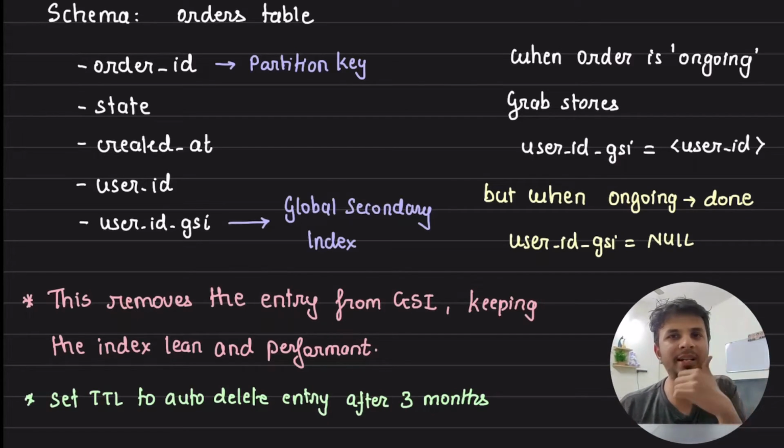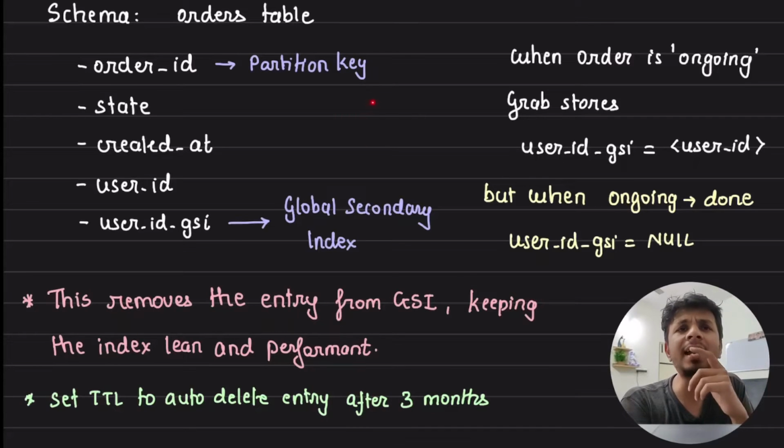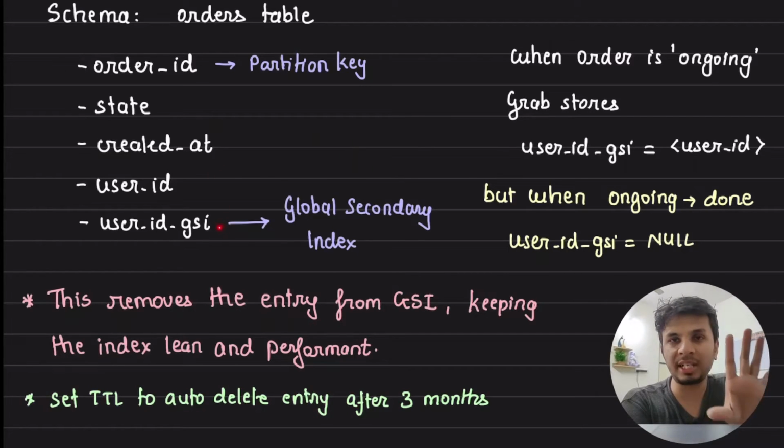So let's take a look at their schema. Given that all we want to store is orders, we would have an orders table in which we have order ID, the state of the order, which means is it ongoing or completed or cancelled, something around that. Created at means at this time the order was created. User ID, I mean who placed the order. And there is one more key called user ID GSI.